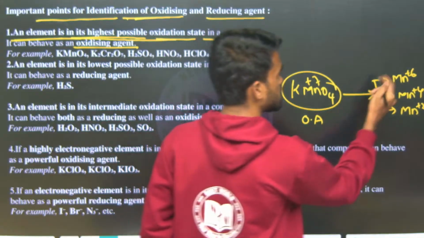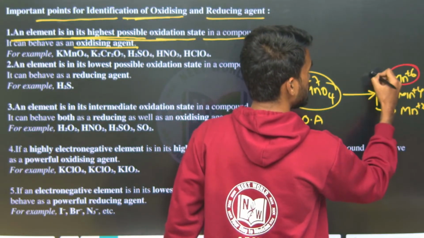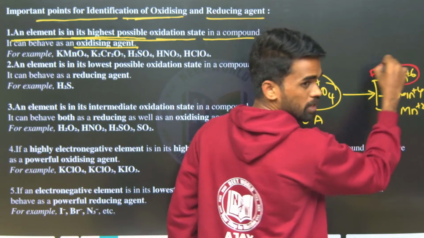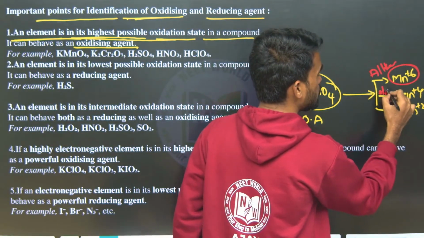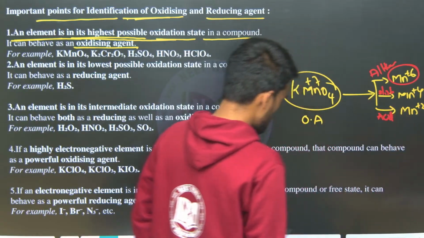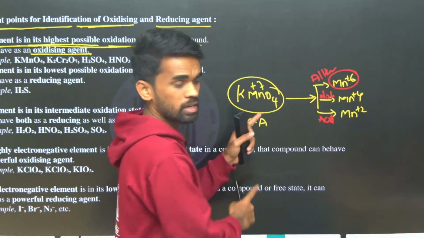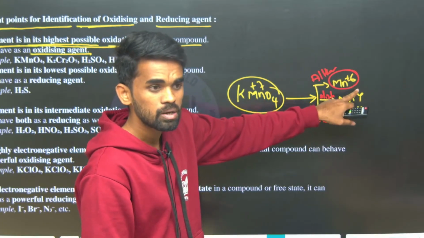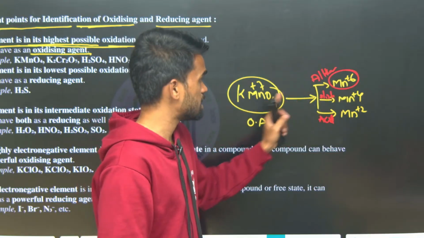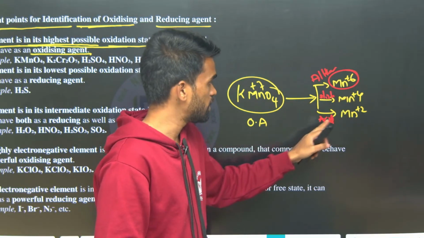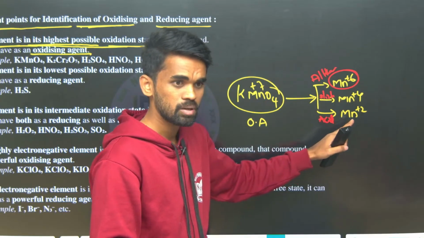So +6 will be seen in alkaline medium, that is, basic medium. +4 is seen in slightly basic or neutral medium. And +2 is seen in acidic medium. These are the changes of KMnO4 in different mediums. If it is basic medium, it converts into +6. If it is slightly acidic or neutral medium, +4. If it is strongly acidic medium, +2.